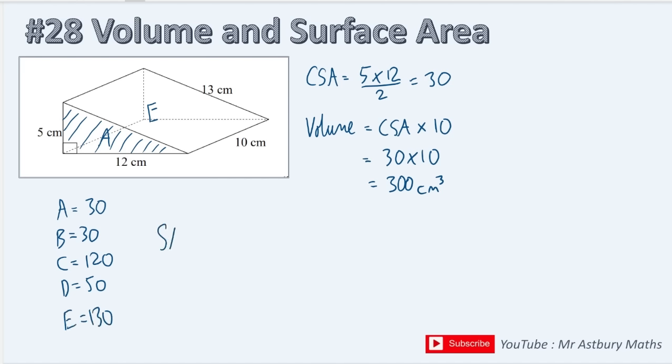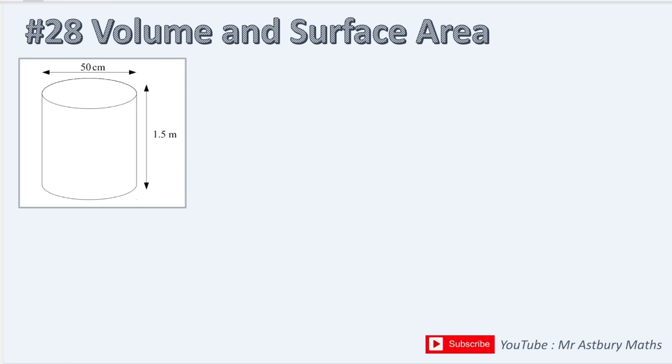So the total surface area is equal to all of these added up, which is 360, and that'll be centimeters squared because it is an area. Next example, I'm going to do the same thing. I'm going to work out the volume and the surface area.